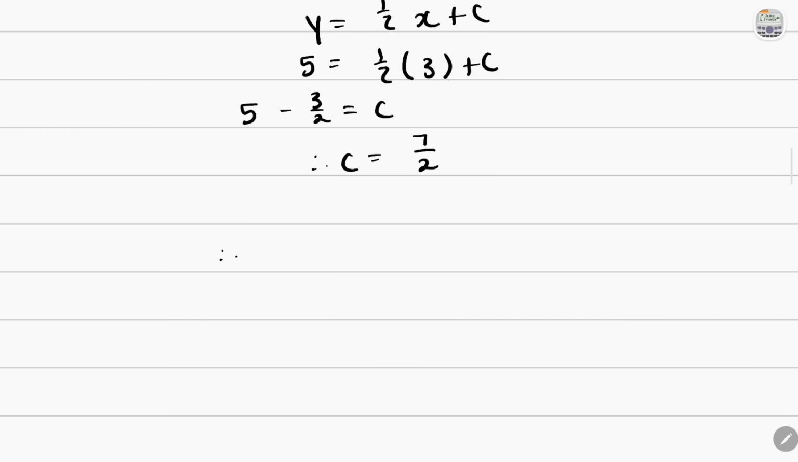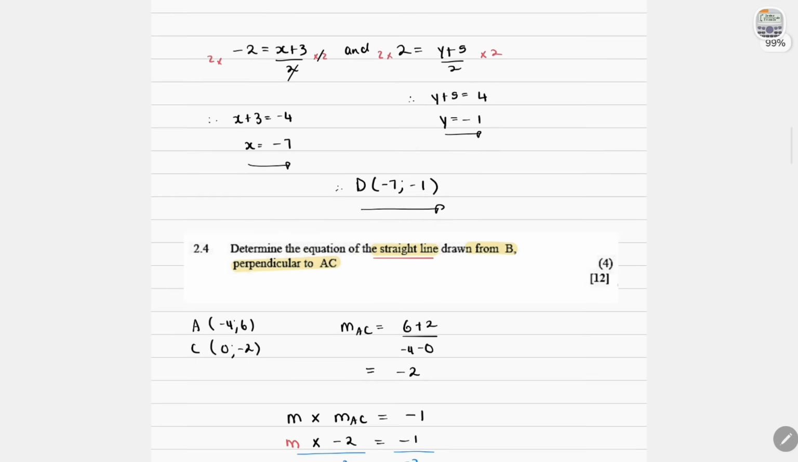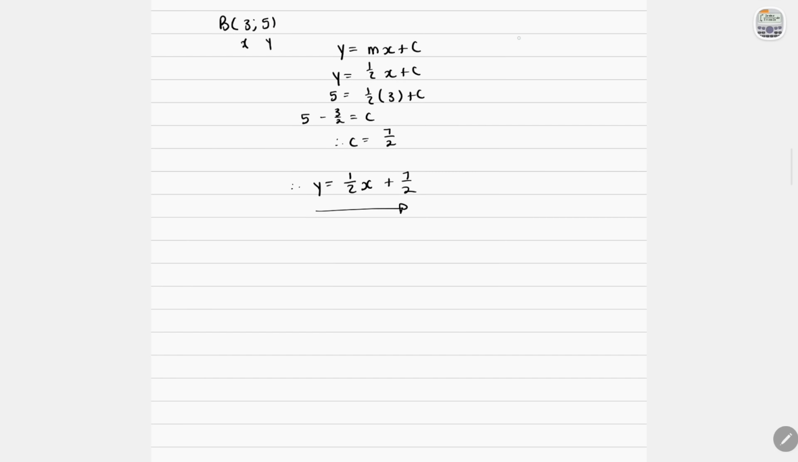So finally, the equation of this line is simply y equals a half x, and then c is positive 7 over 2. And that is our answer. And that is it for question 2.